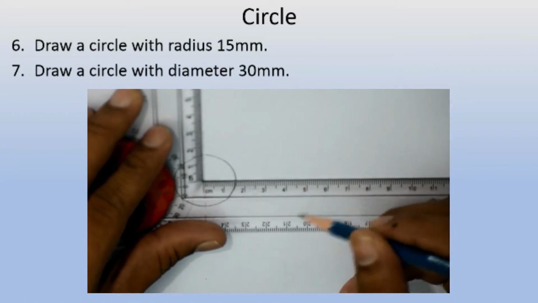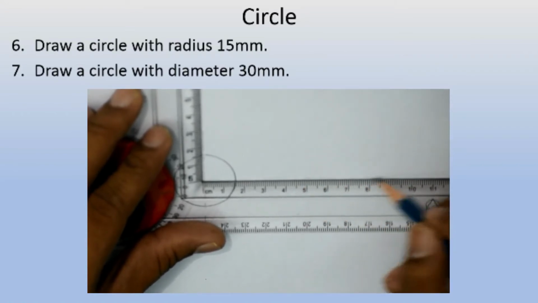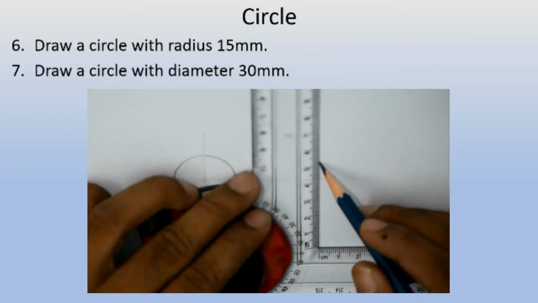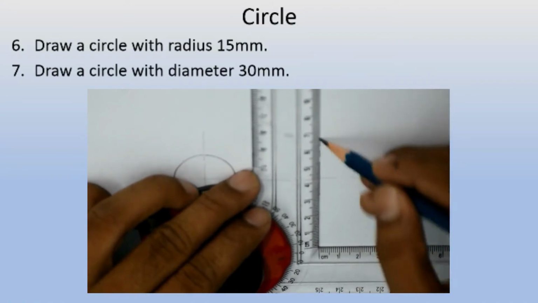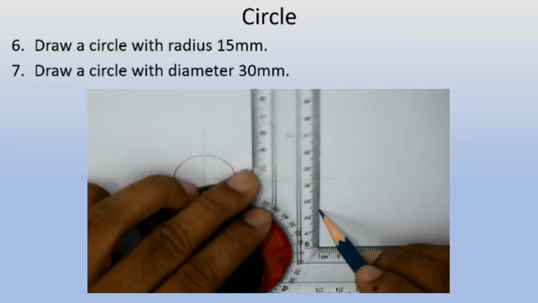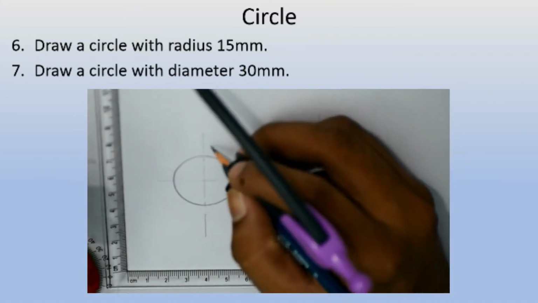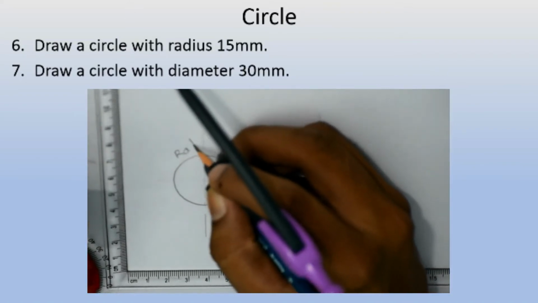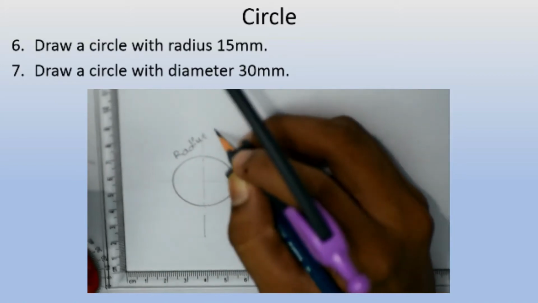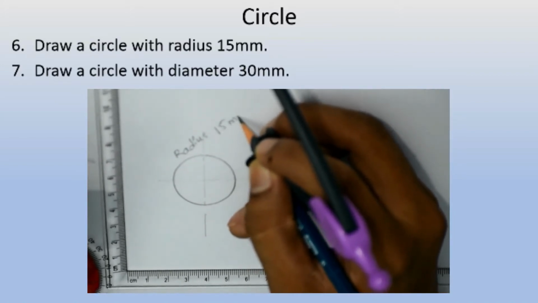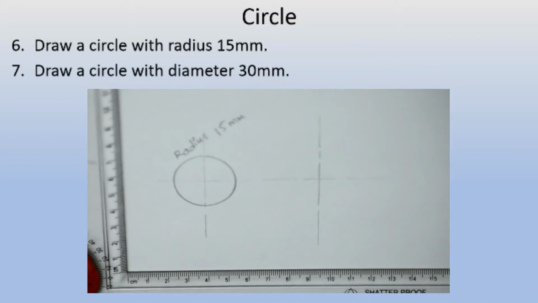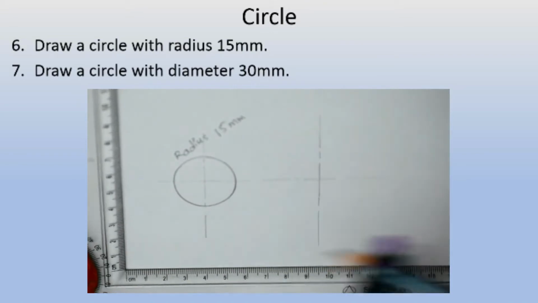So I'm just taking one more axis line. I'm extending it so that I can draw the 7th question here, which is 30 mm diameter. This is radius 15 mm. This is not the actual way to write the dimension on a circle. We will see about dimensioning in the next lecture. For now, just observe the difference between radius and diameter.